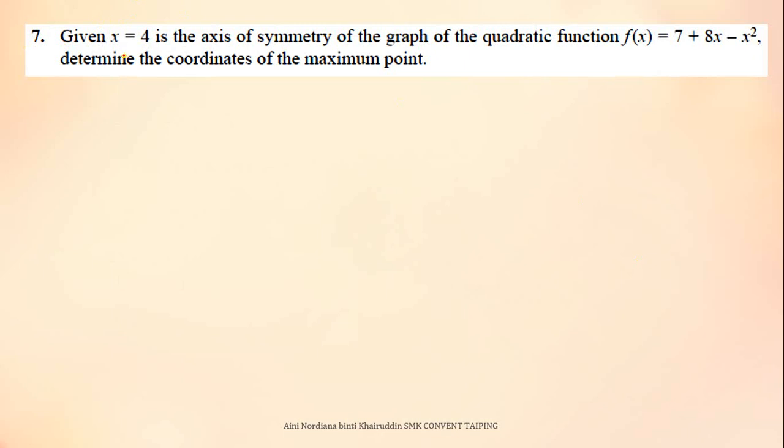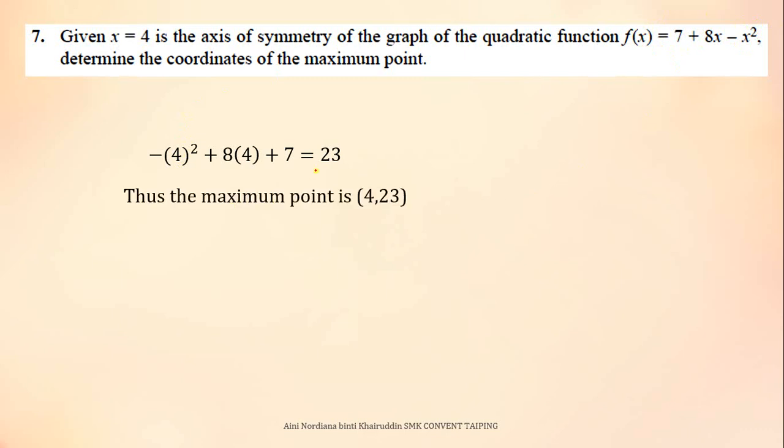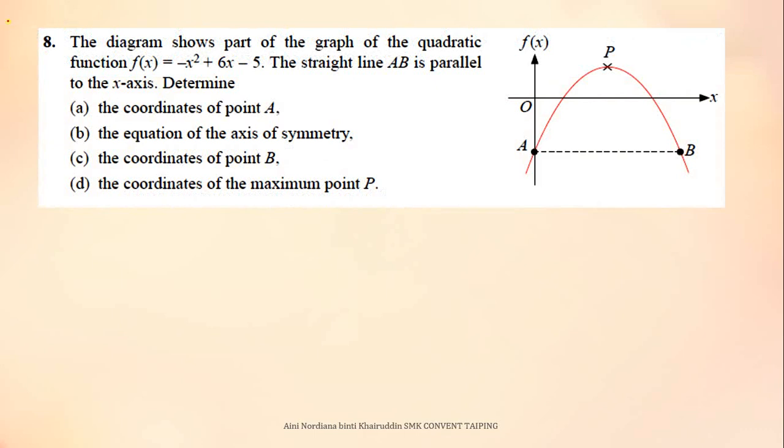Okay, number 7. Given x equals to 4 is the axis of symmetry of the graph of the quadratic function 7 plus 8x minus x squared. Determine the coordinate of the maximum point. So substitute the value of x in this function, and then you will get the value of f(x) is 23. Thus the maximum point is 4, 23.